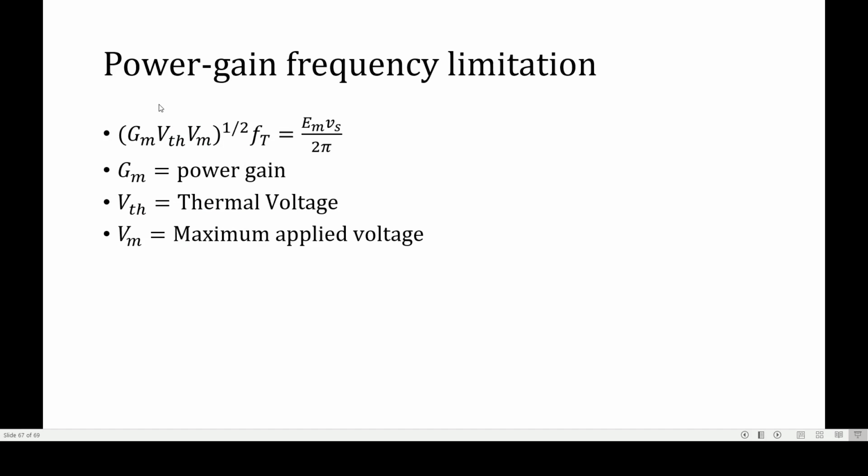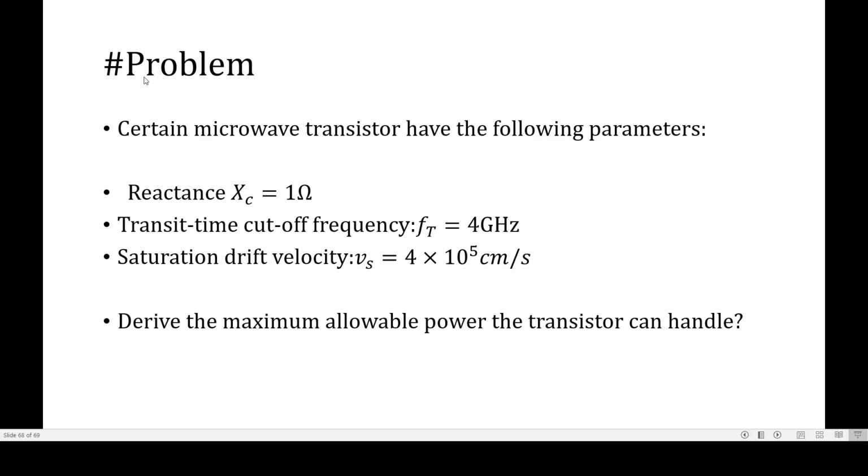There is another consideration, the power gain frequency limitation. Here Gm is the power gain, Vth is the thermal voltage, and Vm is the maximum applied voltage. So there is a relation between this power gain and Ft. Power gain and Ft are inversely proportional. So there is a problem.